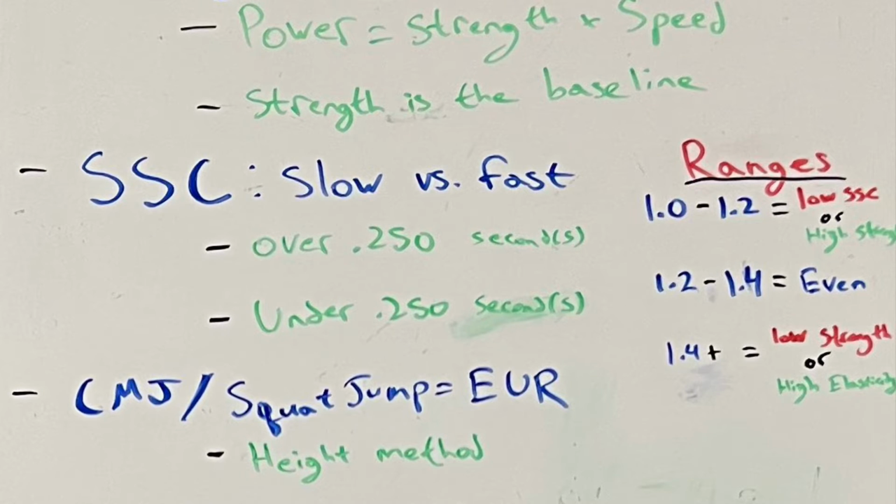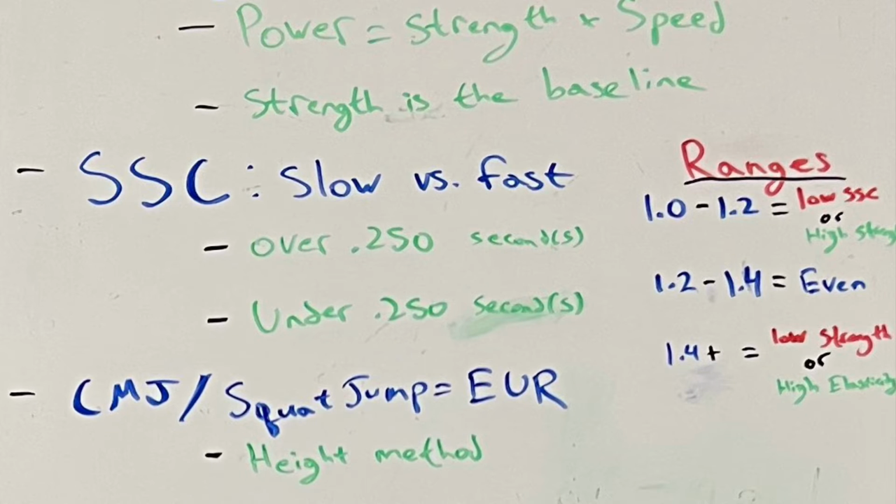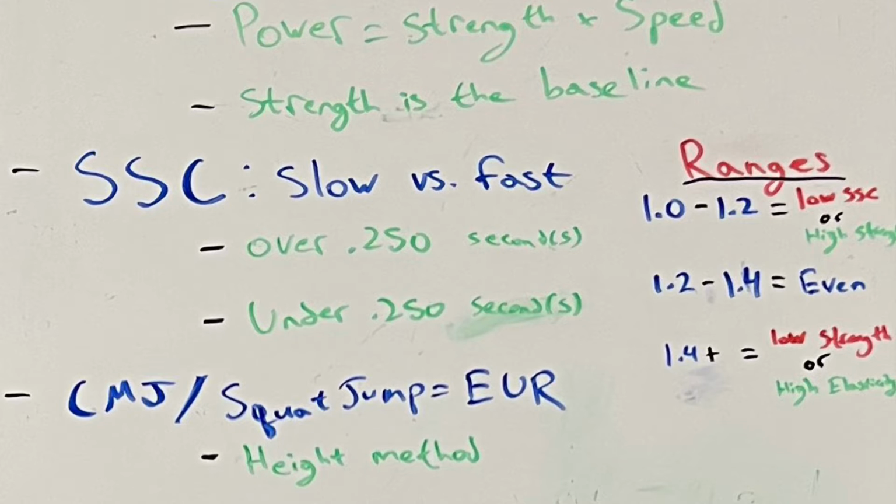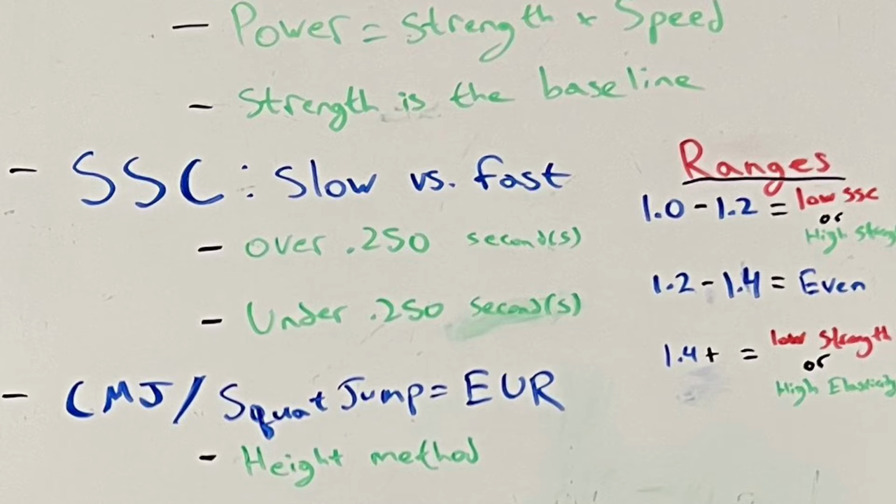So two measurements are needed to calculate the elastic utilization ratio. You need your counter movement jump, which is the CMJ you see there, and then you need your squat jump. Okay, so counter movement jump is just, if we're taking a vertical, you just stand up tall, tippy toes, snap down quick, explode up. All right, that's your counter movement. That snap down is your counter movement.